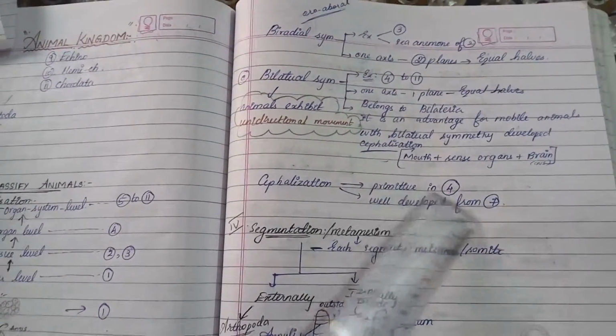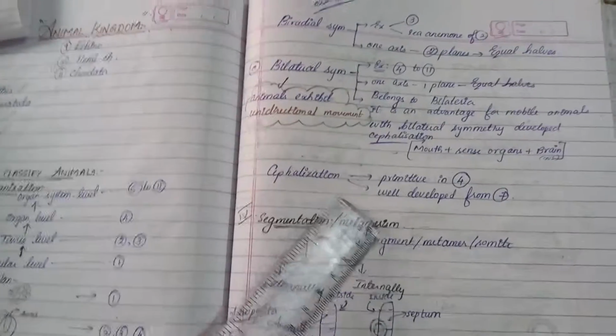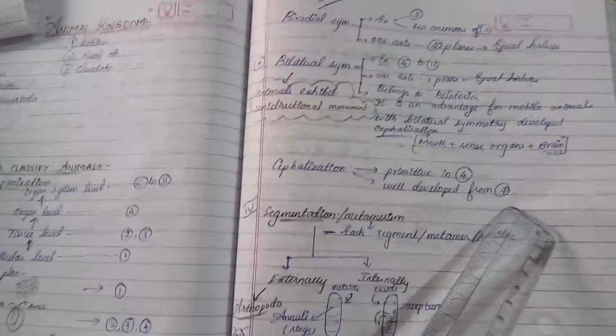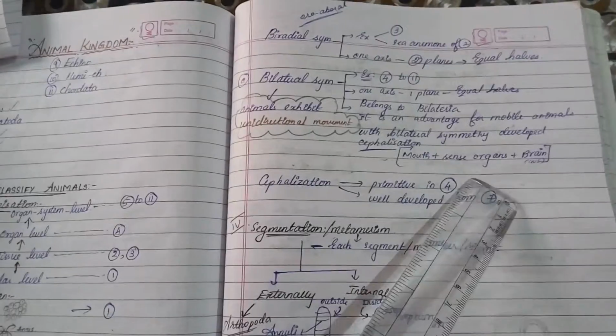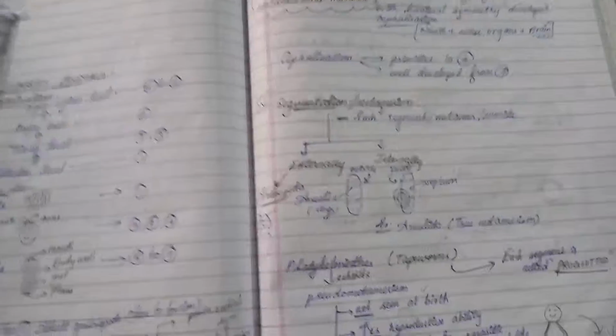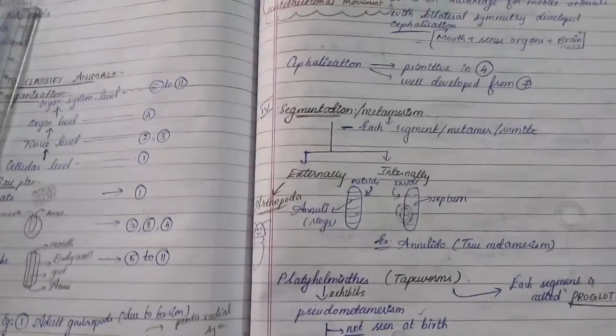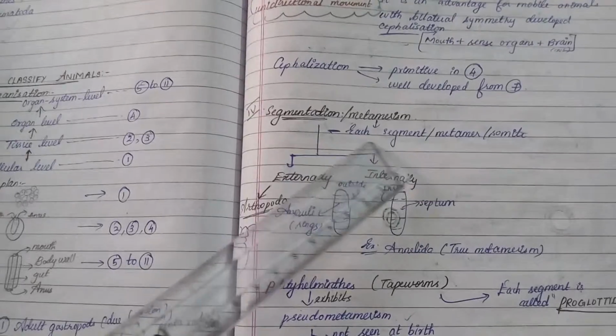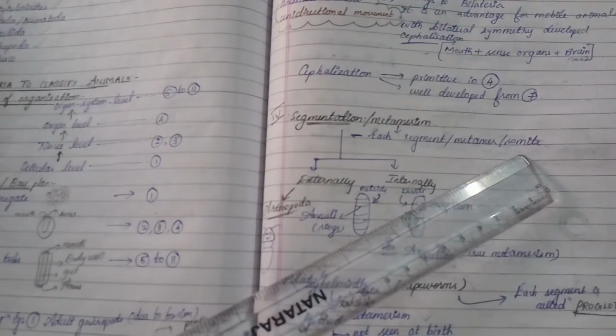Cephalization is primitive in the fourth phylum Platyhelminthes, but it is well developed only from the seventh phylum, that is Arthropoda. Okay, cephalization is primitive in Platyhelminthes, but well developed from Arthropoda. The next criterion is segmentation, which is also known as metamerism. In segmentation, each segment is called a metamer or somite.